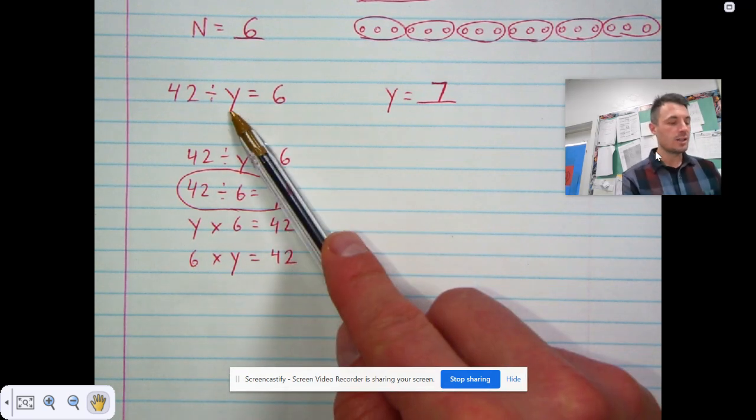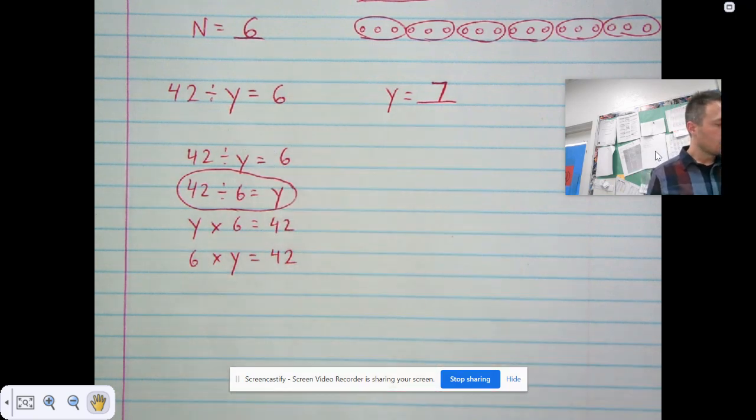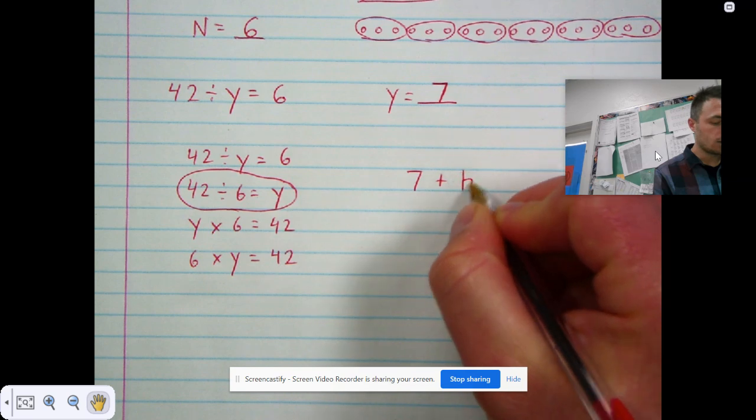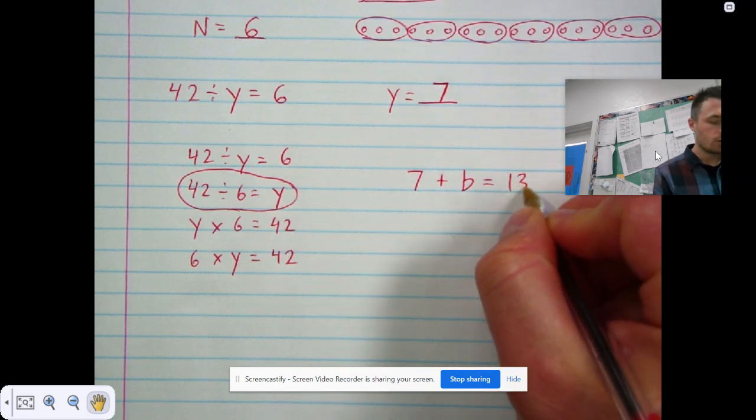So that's the unknown. Okay, let's try it with an addition problem. 7 plus, let's do b, equals 13.